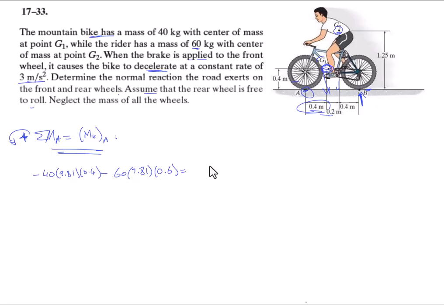And all of these are equal to the moments of ma, basically the mass of this one and the mass of this one times the acceleration, the same acceleration. So this is minus 40a, they have the same acceleration, times 0.4, minus 60 for the rider, 9.81 times 1.25. This will give you a equal to 5.606 meters per second squared.